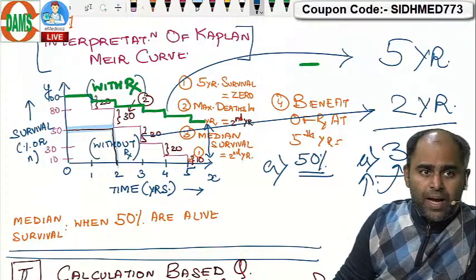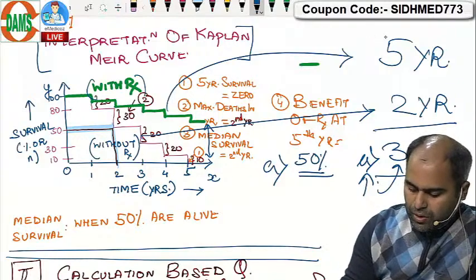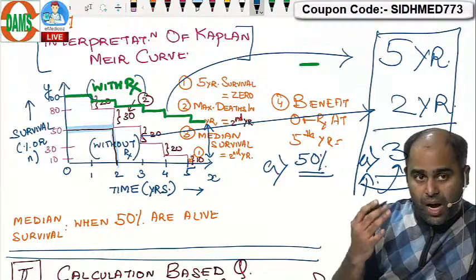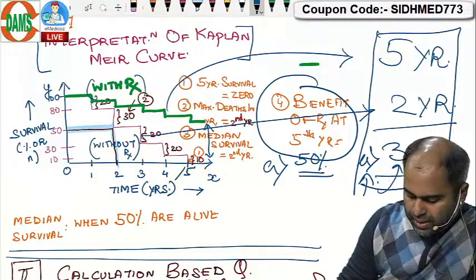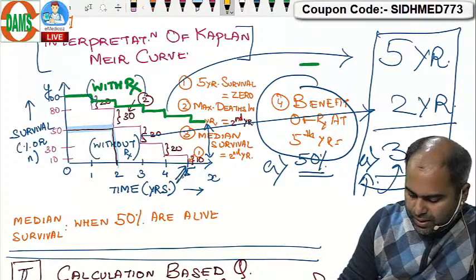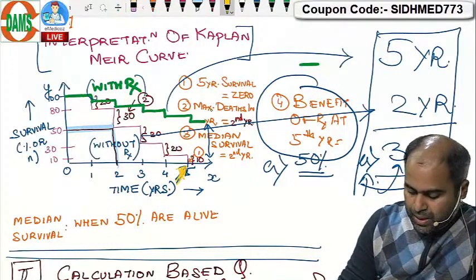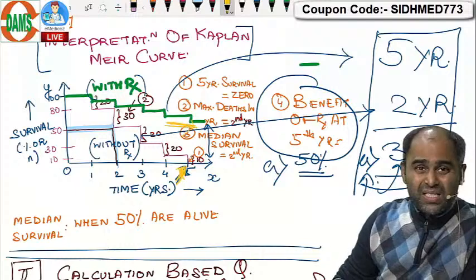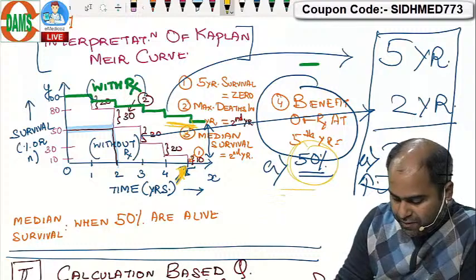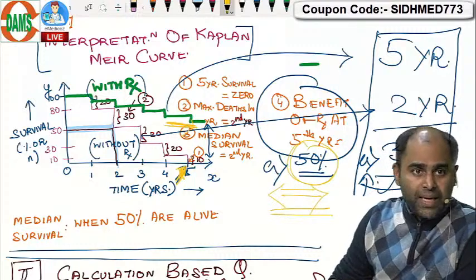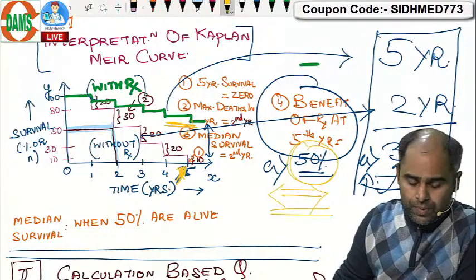Okay, Shri Lakshmi, I hope beta you are clear with this. Krishna, this is one part to tell you the benefit of treatment. The other way to interpret is at the end of 5 years, you can see no one is surviving when you are not giving the treatment. But the moment you are giving this treatment, there is 50% of survival. So the benefit of treatment is 50%. Yes, I hope it is clear to all of you now.